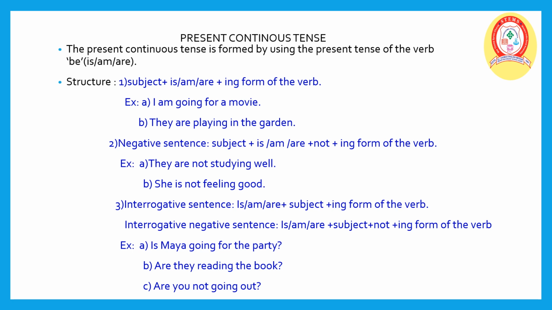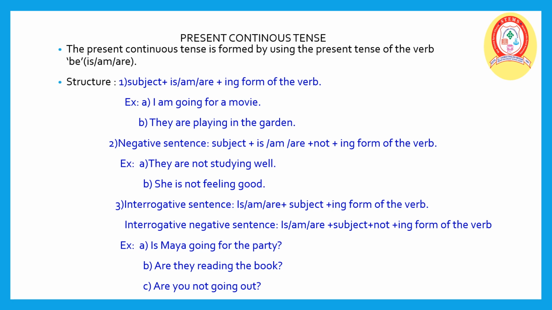Second example, she is not feeling good. She is a singular person. Is is used because it is a singular subject. Not is used as a negative word. Feeling is the ing form of the verb feel. Okay, she is not feeling good.